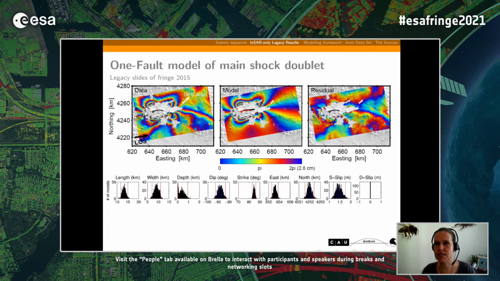So the question was, do we have actually sensitivity for the second earthquake? Seismology says it's a bit deeper. Next slide, please. And so I did a simultaneous optimization of these two earthquake sources with this interferogram and the GPS data.